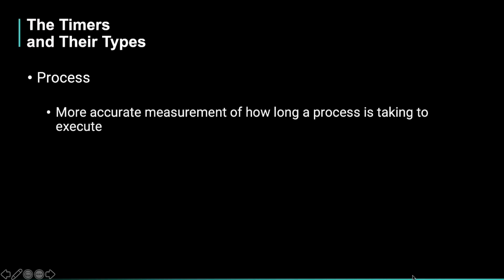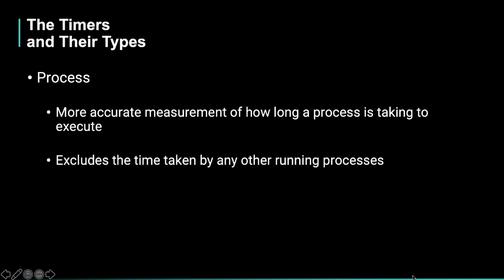The process timer. It's an arguably more accurate measurement of how long a process is taking to execute, but it excludes the time taken by any other running processes. However, it is a lower resolution than the clock timer.